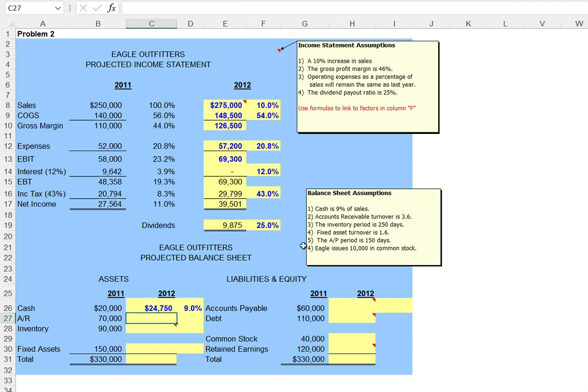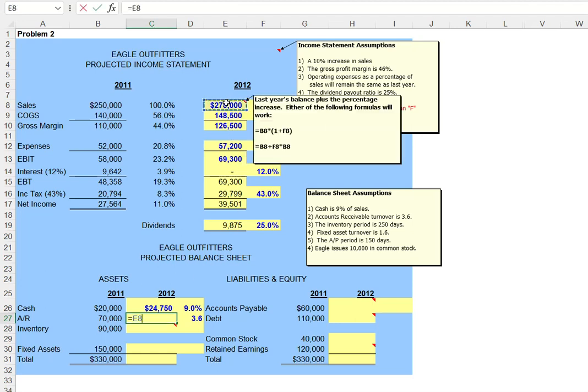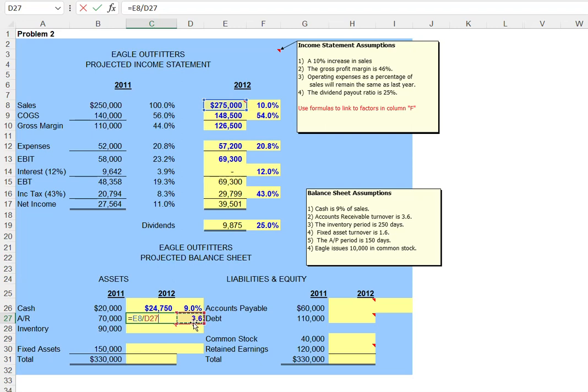We're told our accounts receivable turnover is 3.6. So that means we're going to take whatever we have in sales and divide it by that 3.6. So sales divided by 3.6.